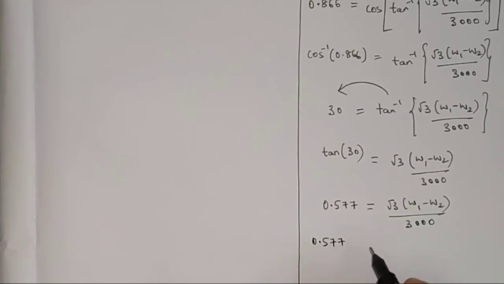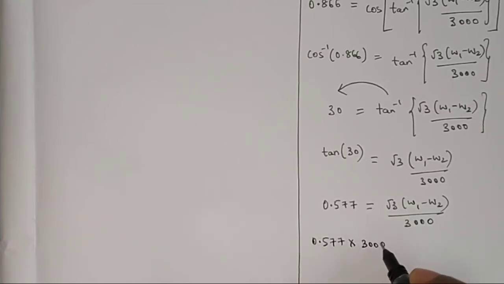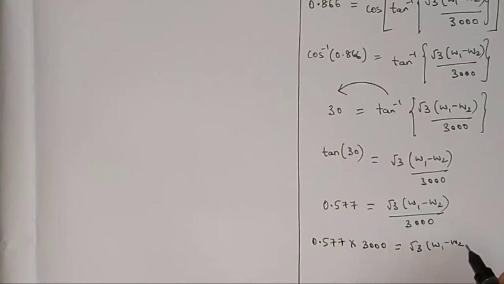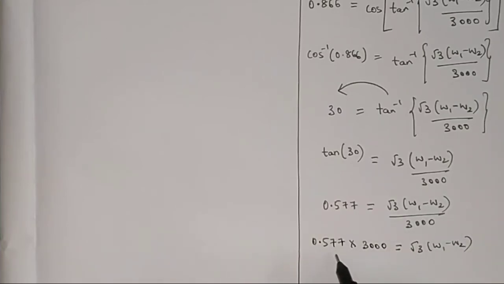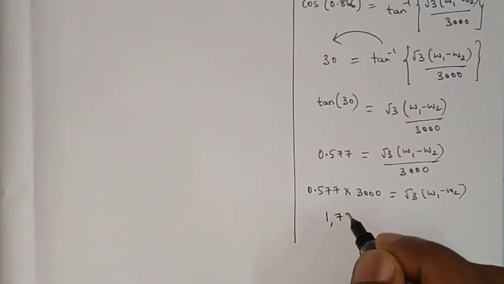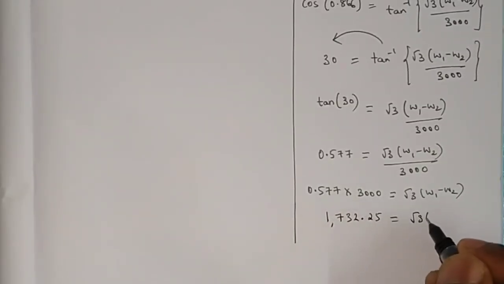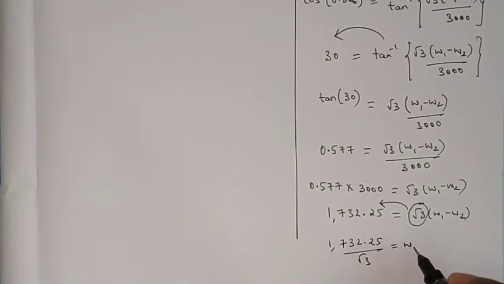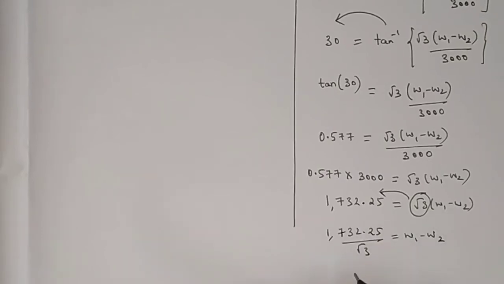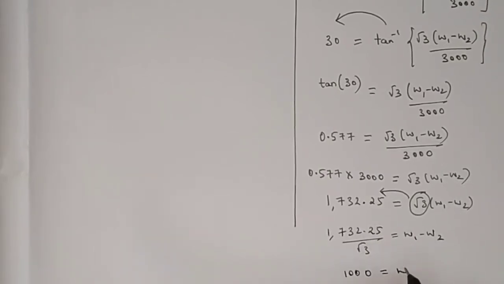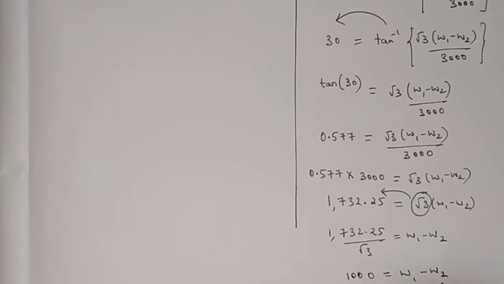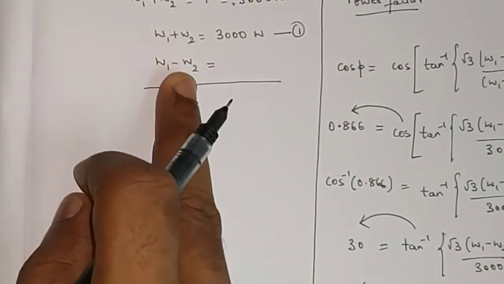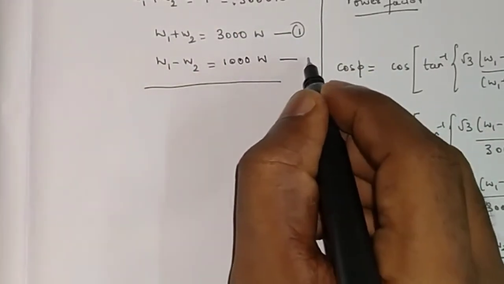Now I'll take this 3000 to the left side, where it gets multiplied. So 0.577 into 3000 is equal to root 3 (W1 minus W2). When you simplify this, you get 1732.25 is equal to root 3 (W1 minus W2). Now I need an equation for W1 minus W2, so I take this root 3 to the left side, where it gets divided. When I simplify, I get 1000 is equal to W1 minus W2. This was our target, to find an equation for W1 minus W2. Take it as equation number 2: W1 minus W2 is 1000 watt.